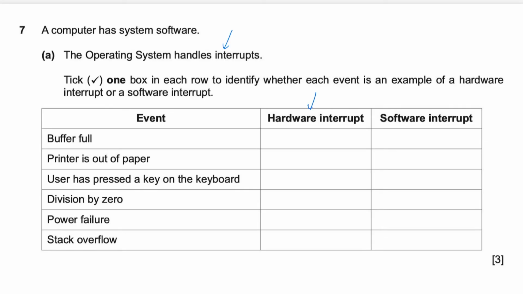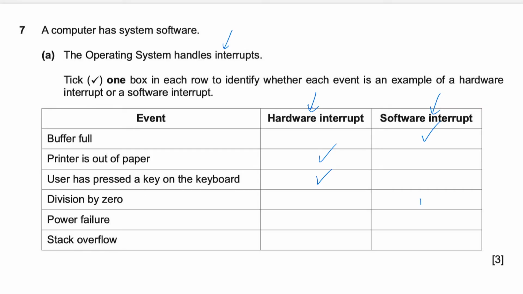that can be initiated either by hardware or by software. And we're just going to look at a question that forces us to distinguish which one is going to be used. So first, buffer full. A buffer can be a variety of things, but usually involves something involving files. So I'm going to say it's a software interrupt. Printer out of paper should be a hardware interrupt.